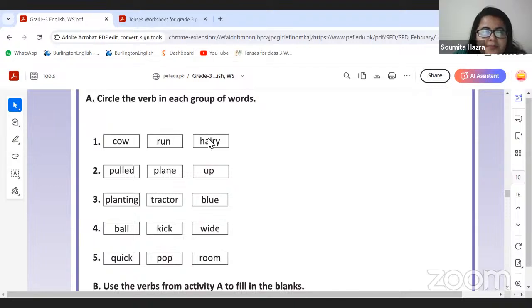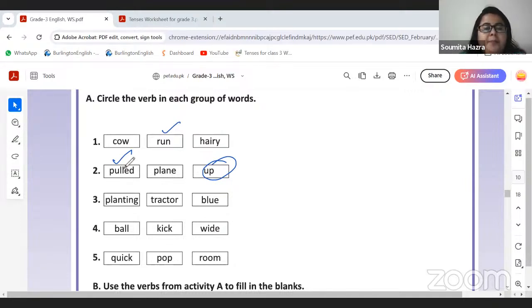Next. Pulled, plane, up. Which one is the verb? Yes. Up is not a verb. Pulled is the verb. Verbs are action words. When you are doing something, that is a verb. Up is a preposition, okay? It tells you about the position of someone or something.